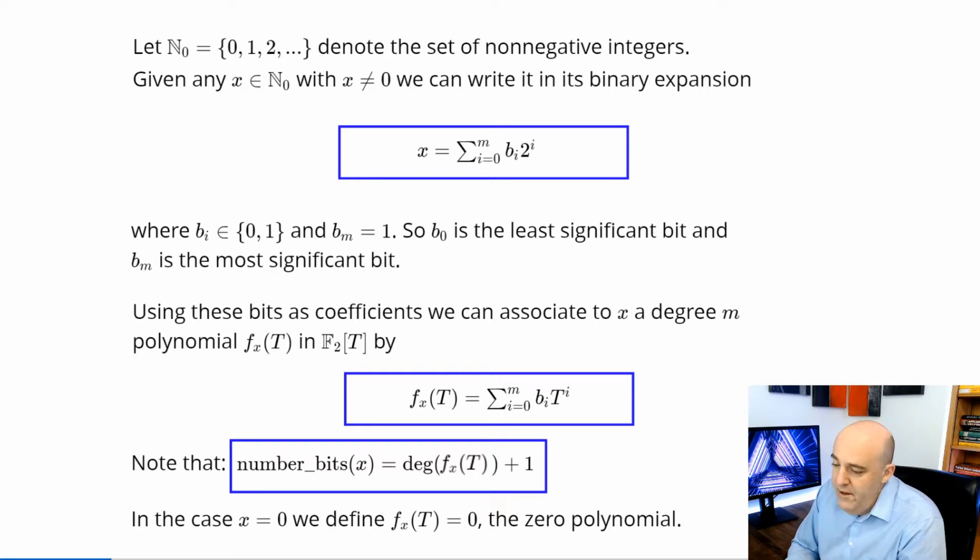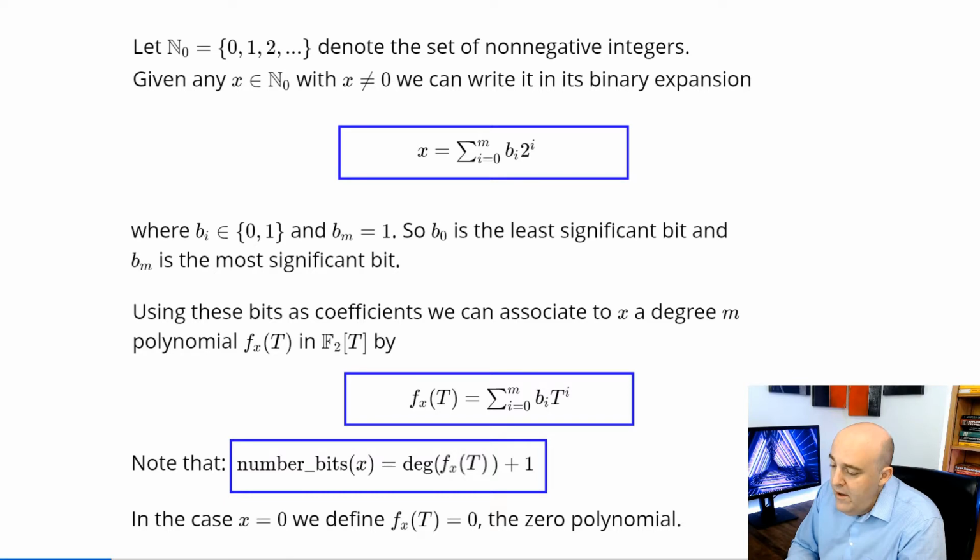Now here's the big idea we're going to think about and implement. We can use these binary coefficients, these bi, as coefficients of a polynomial. So given x, we think about its binary expansion, and then we associate to x the polynomial fx(t) in F2[t], where we define fx(t) to be the sum from i equals 0 to m of bi t to the i. So the powers of t to the i are there, and then we have these coefficients bi in front of them.